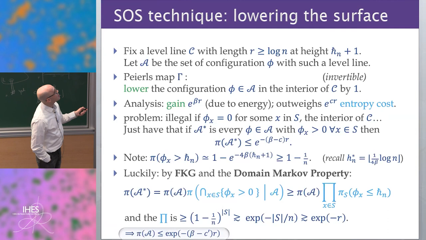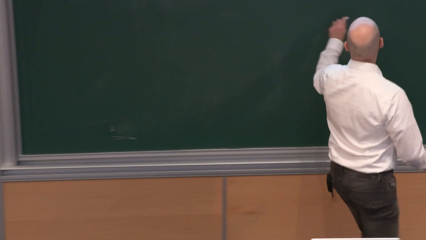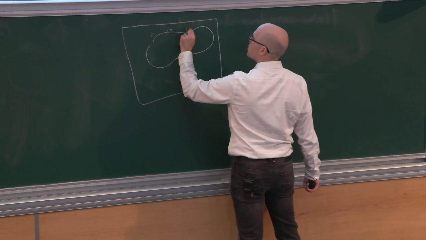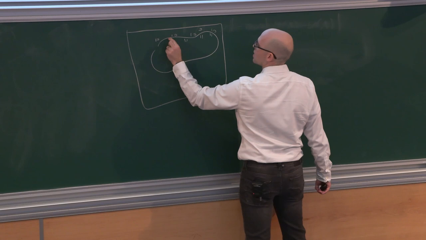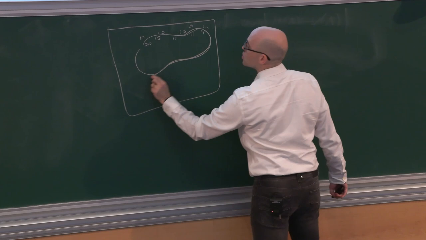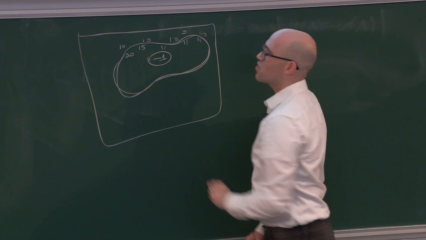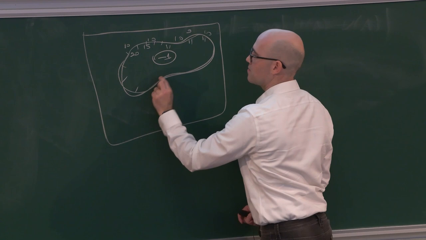The idea in lowering the surface in SOS, this is now a two-dimensional picture, is to find a level line curve that separates, let's say you are a 10 here, a 9 and so on, and inside you are 11 or maybe more. So this is a level line, and we want to decrease it. So what do we do? Well, the simple Peierls argument, let's ignore the fact that the surface is non-negative, we decrease by 1 everything inside. We gain a beta along the perimeter, and what do we pay? Nothing for a fixed curve.